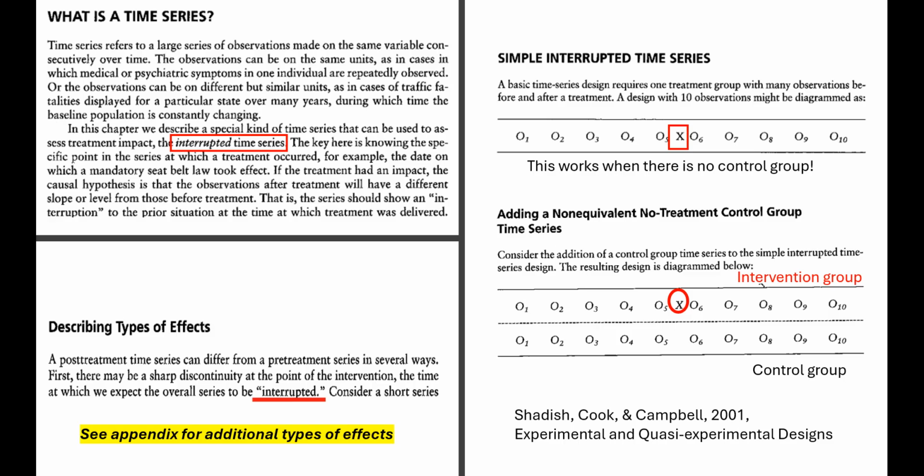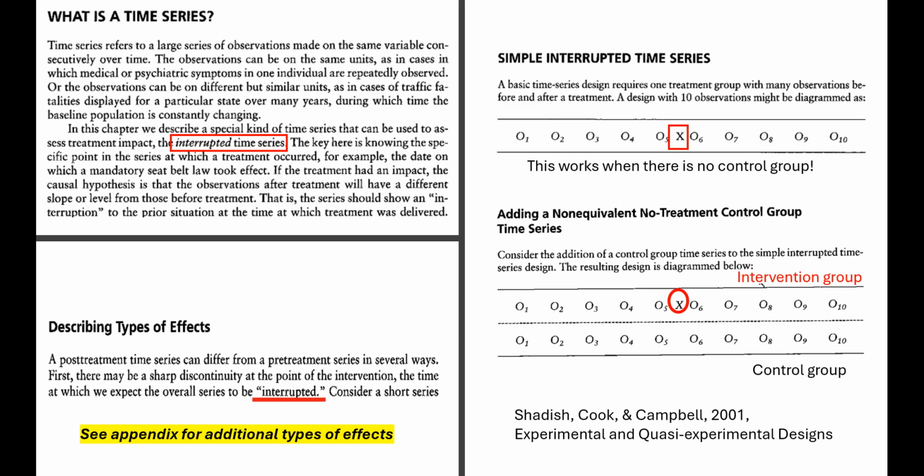In this chapter, and this is from the Shadish, Cook, and Campbell book that is in the files, you can read through this. This is chapter 6. In this chapter 6, we describe a special kind of time series that can be used to assess treatment impact, the interrupted time series.